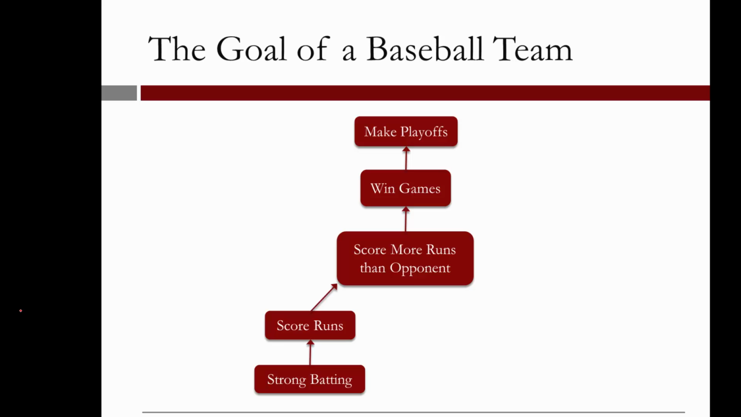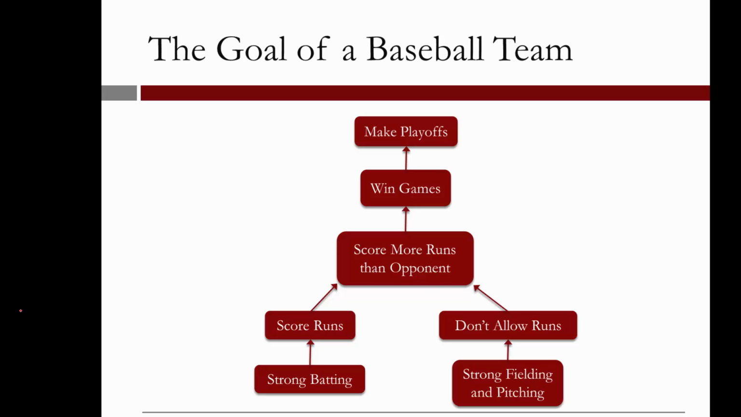We'll then use linear regression again to predict the number of runs a team will score using batting statistics, and the number of runs a team will allow using fielding and pitching statistics. We'll start by figuring out how many games a team needs to win to make the playoffs, and then how many more runs a team needs to score than their opponent to win that many games.